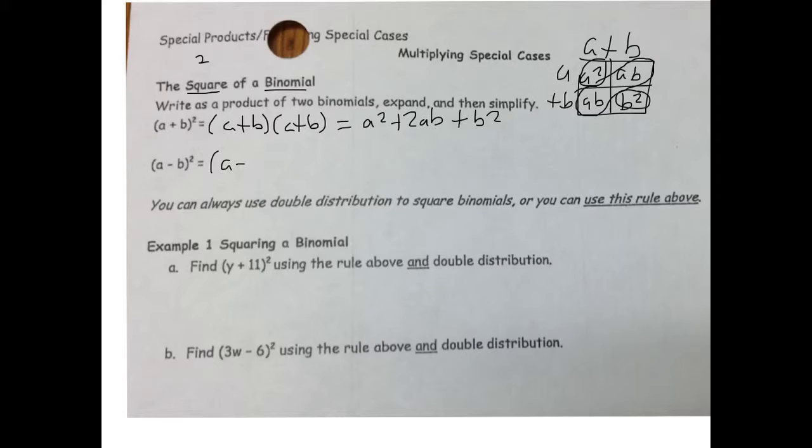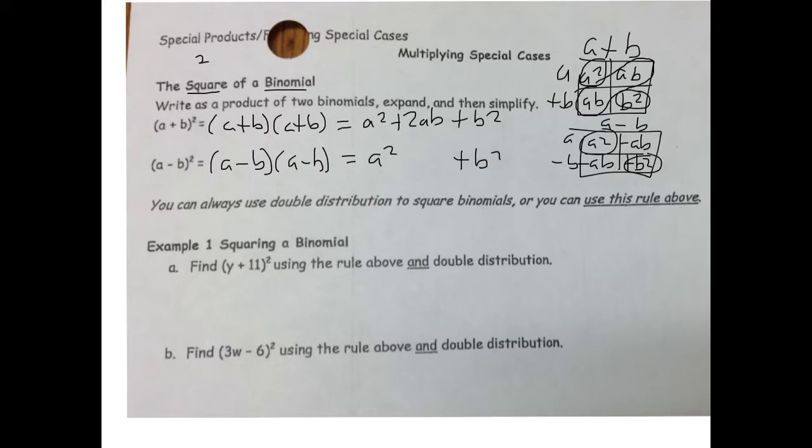This is the negative version of it, very similar to it. I'll do it here. A minus b, a minus b. A times a is a squared again. A times negative b is negative ab. Negative b times a is still negative ab. We go in alphabetical order. Negative b times negative b is positive b squared. So the front of our answer, the back of our answer, and the middle of our answer, the peanut pair, negative ab and negative ab makes negative 2ab.